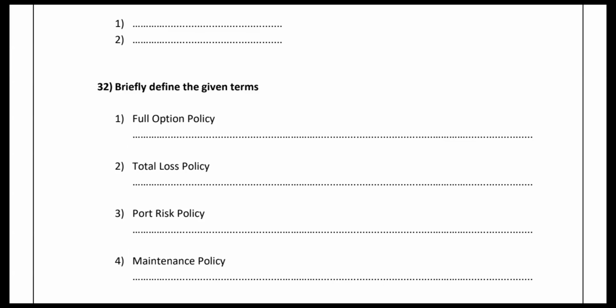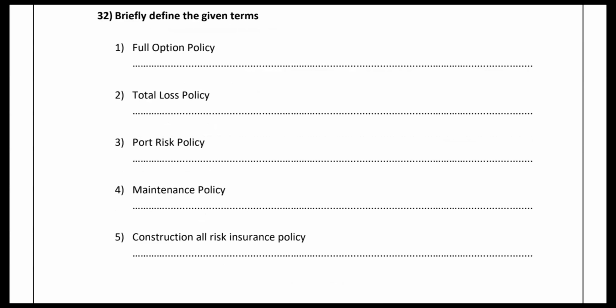And what is the total loss policy? Full option policy covers all the related risk to the ship. Total loss policy means they make the compensation only in a total loss. That is, if the ship sinks, then they make the compensation. This chapter is all about ship sinking and accidents. So in brackets, write sink, ship sinking. Compensation is paid only in a total loss.